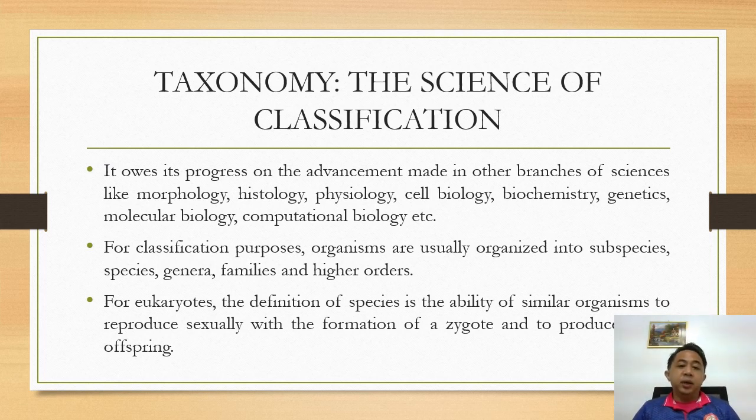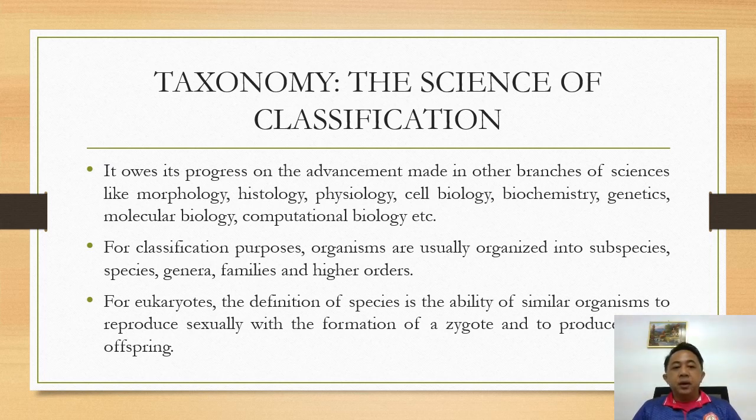And then the last field of science associated with taxonomy is your computational biology. Under your computational biology, we are going to discuss computation with regards to normal levels of certain biochemical components. So when we say normal levels, what is the normal level of glucose? What is the normal level of your lipids, etc. That falls under your computational biology.